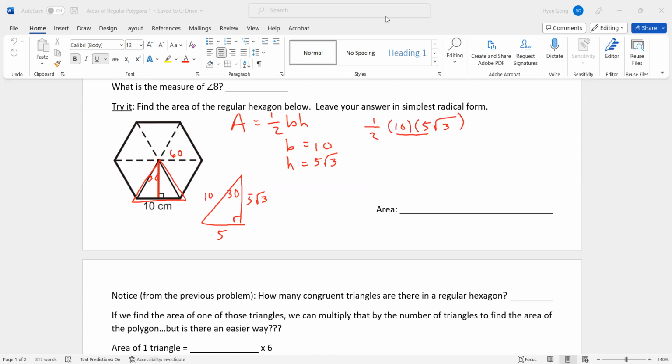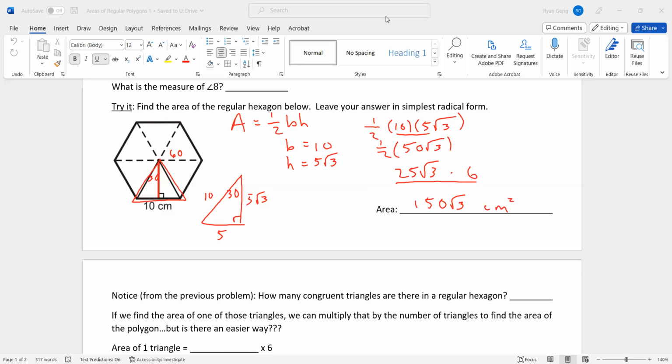So 10 times 5 gives me 50 radical 3, and then I want half of that. So that's 25 radical 3. That's the area of that one triangle. But it's a regular polygon, so all of those triangles are the same. There's 6 of them, right? So I'm going to multiply by 6, which gives me the area of the whole thing, which is 150 radical 3 centimeters squared. Okay.